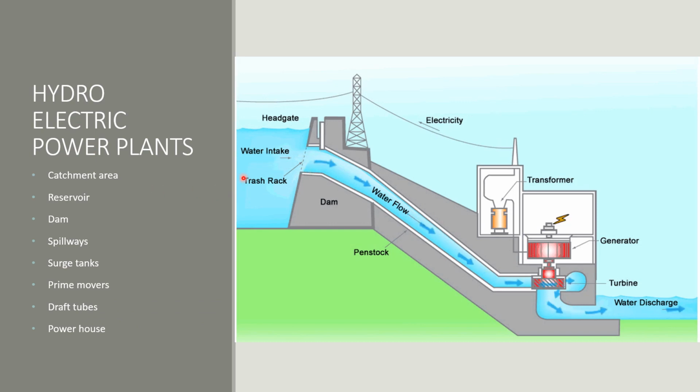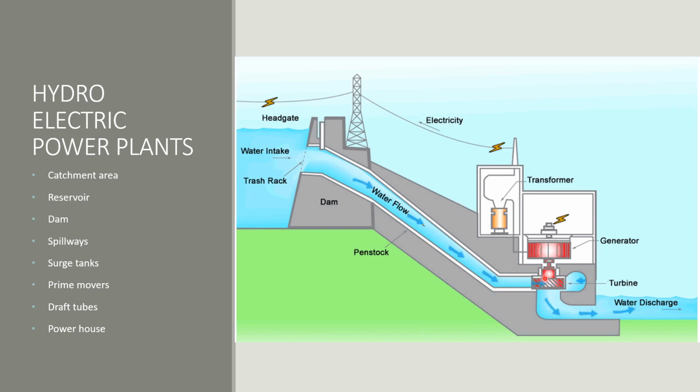So here are the main parts of the hydroelectric power plant. We have a catchment area, which is just below the turbine, where the water meets the river. We have a reservoir where we store the water. We have a dam which stores the water in the reservoir. We have spillways in which the water flows. We have surge tanks in which we moderate the pressure of the water hitting the turbine if needed.